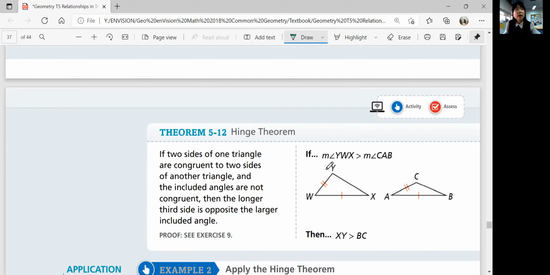If two sides of one triangle are congruent to two sides of another triangle, and the included angles are not congruent, then the longer third side is opposite the larger included angle. We cannot prove that the triangles are congruent, but we can use it as information that the third side of this triangle would be greater than the other triangle's because the included angle is greater.